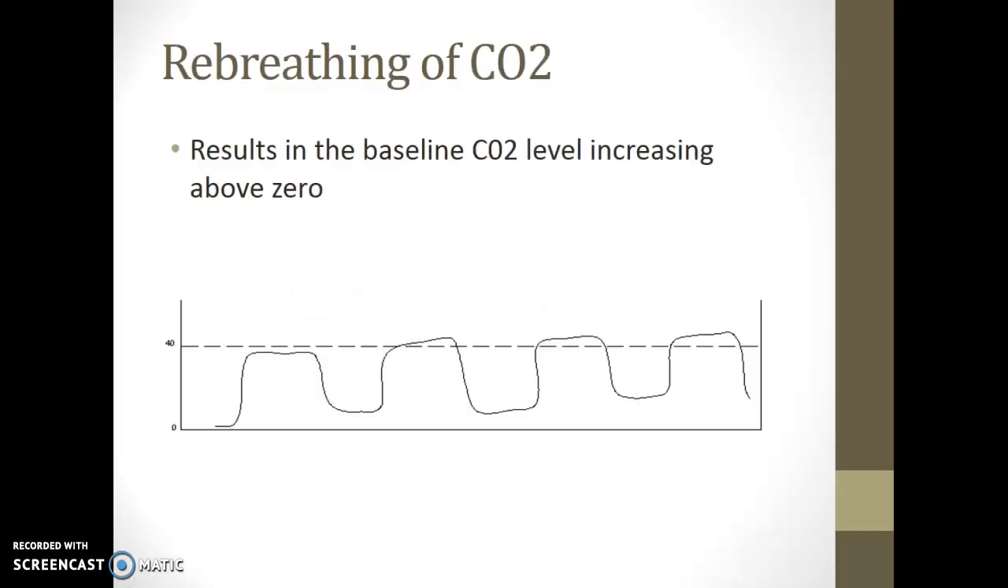Our third clinical variation is rebreathing of carbon dioxide. This results in the baseline carbon dioxide level increasing above 0. So this would be somebody who either has some air trapping or we're not giving them enough time to exhale fully on the ventilator. So you'll see here this tracing. The first one looks pretty normal until you get to the bottom, and it does not go all the way back down to the 0 baseline.